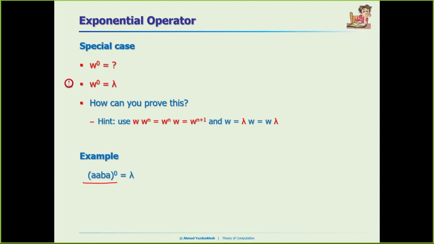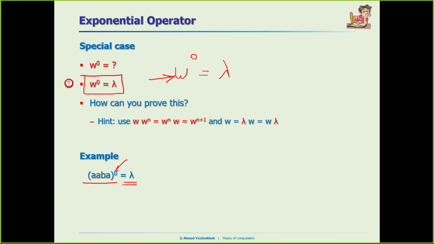AABA to the 0. We said it is equal to lambda. Why did we say that? Because this is a correct statement. If W to the 0 is lambda, did we say anything about W? W can be anything, right? It can be any string. So if you substitute any string here, you will get lambda. But you should pay attention that the whole string should be to the 0, right?